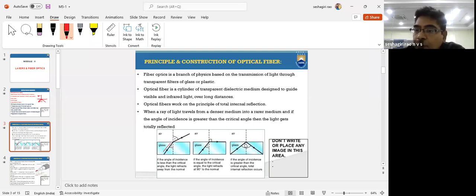Internal reflection occurs into what medium? Same medium, right? So this is what the criteria is. So again, I'm telling you, please listen. The principle of working of optical fiber works on total internal reflection.